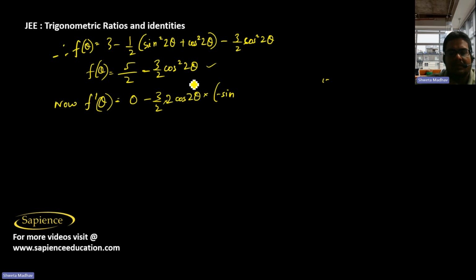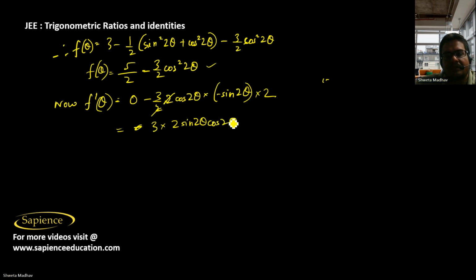d by d theta of cos 2 theta, that is minus sine 2 theta, into d by d theta of 2 theta, that is into 2, since we have to apply the chain rule here. Now this is coming minus of minus, that is plus, so it will be 3 into 2 sine 2 theta into cos 2 theta.